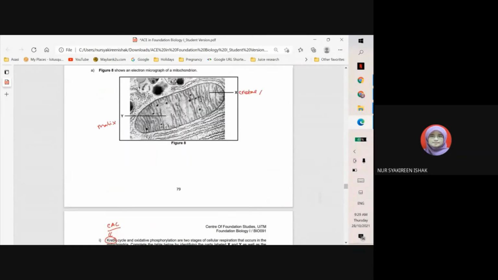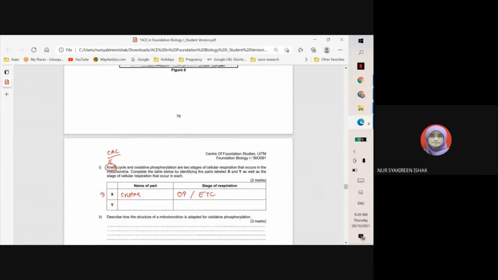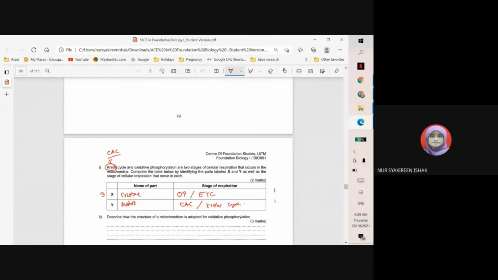And as for Y, okay, so far Y is matrix. Okay, matrix of mitochondria. Okay, and then what is the stage of cellular respiration that occurs in matrix? It is citric acid cycle ataupun kita terima juga Krebs cycle. Okay, Krebs cycle. So 1 mark each.